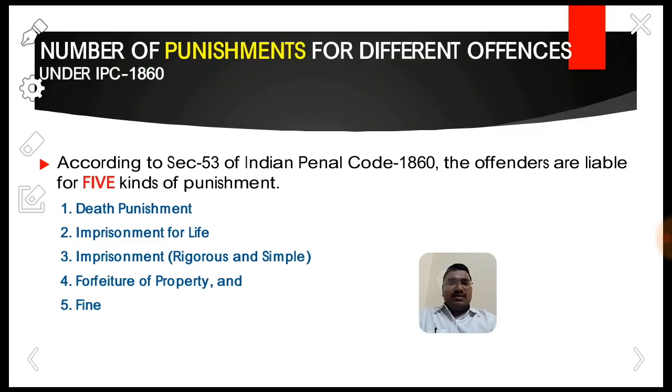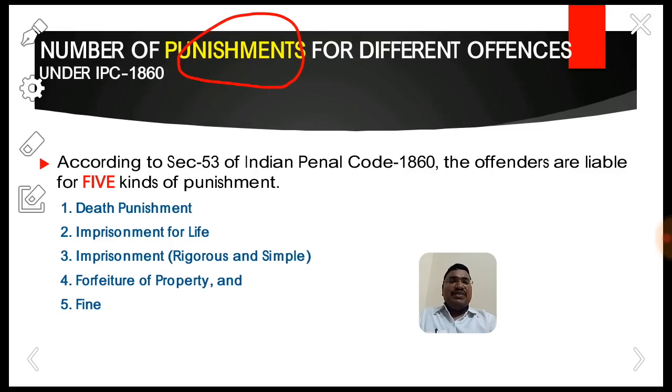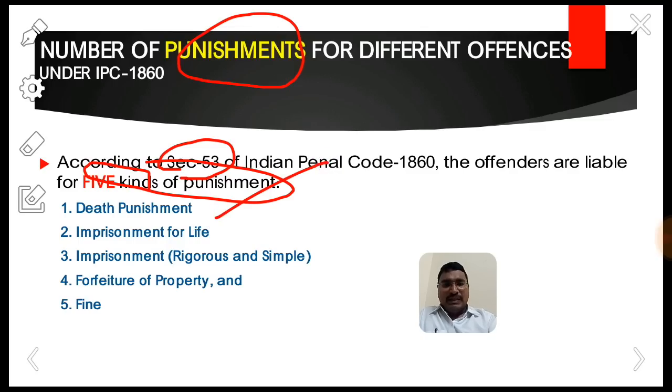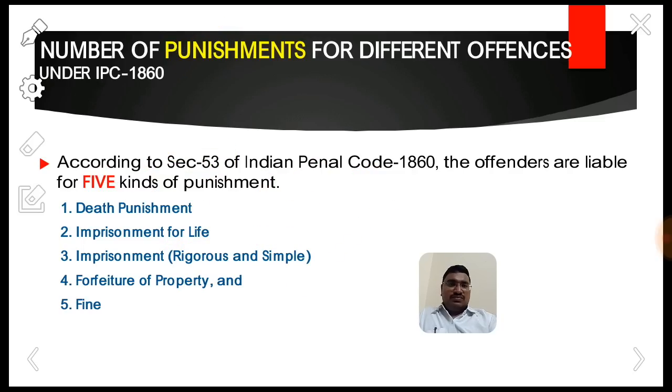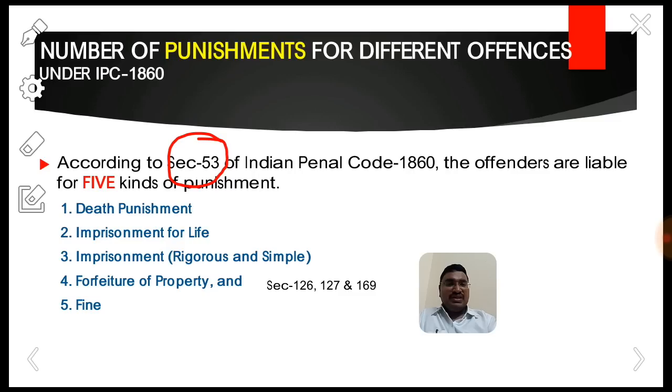The next topic under the totalitarian view of the Indian Penal Code deals with the punishments for different offenses under IPC 1860. According to section 53 of the Indian Penal Code 1860, offenders are liable for 5 kinds of punishments. The 5 kinds of punishments are death punishment or capital punishment, imprisonment for life, imprisonment, that is rigorous imprisonment and simple imprisonment, forfeiture of property, and fine. There are five punishments specified under section 53 of the Indian Penal Code for offenders who commit various offenses under IPC.